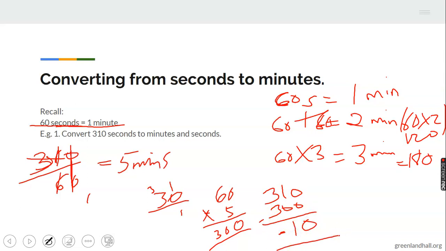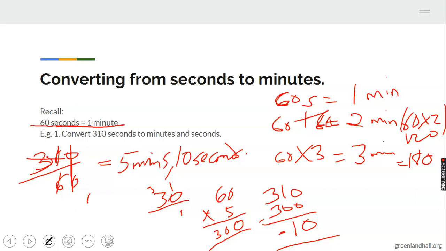Okay, so what's the remaining seconds that we have left? So we have 5 minutes, but there are still some seconds left. So you must put the remaining seconds there. 5 minutes, 10 seconds. Can you see that? Sometimes there are no seconds remaining, and if seconds are remaining, you put them there.